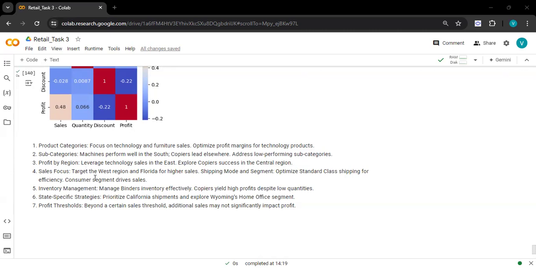For sales focus, we need to target the West region and Florida for higher sales. For shipping mode and segment, we need to optimize standard class shipping for efficiency, because most of the sales are done by standard class shipping. The consumer segment drives the sales.